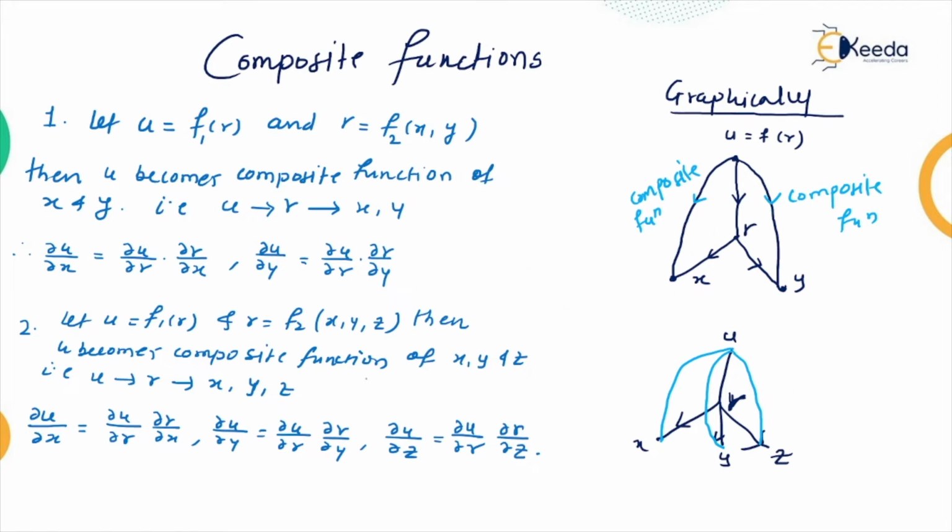So how will it be calculated? So ∂u/∂x can be calculated as ∂u/∂r first, then ∂r/∂x. Means if you want to find ∂u/∂x, then what you do is ∂u/∂r first, and then ∂r/∂x. In this way we have to understand the composite function. I hope you understand this. Now let me start an example on composite function.